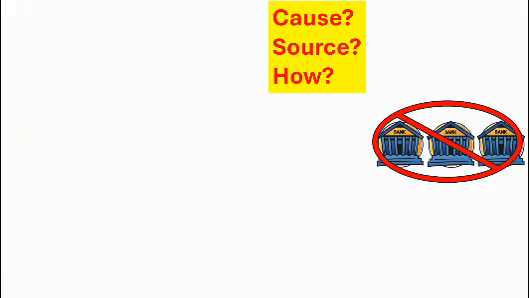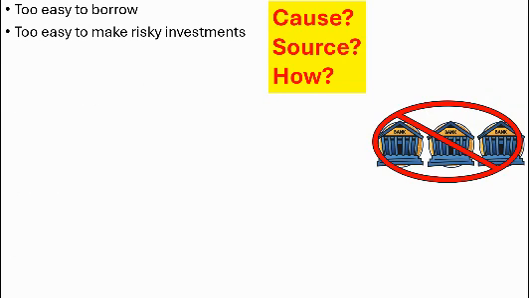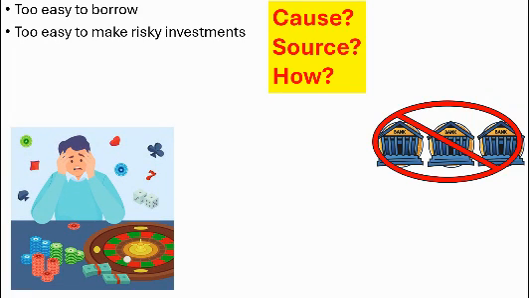So what's the cause, the source? How do these panics occur, the panics that led to the creation of the Federal Reserve? Too easy to borrow money, too easy to make risky investments. You get gamblers. Gamblers put too much money down and they invest in things that don't work. And if they invest too much money in industries that fail, then boom, that industry fails, it's gone, it takes the rest of the economy with it.